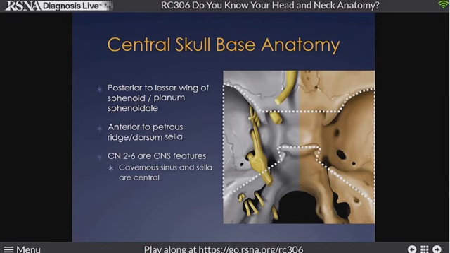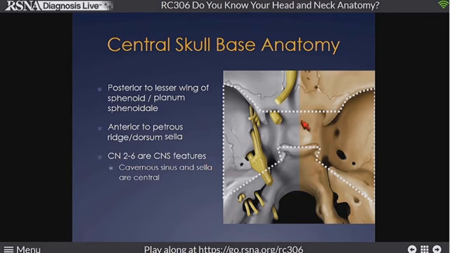Let's move back to the central skull base. Anterior skull base is pretty straightforward. There are some really unusual maldevelopmental conditions there. But the central skull base is the central clearinghouse for cranial nerves and things in the cranial vault. It's everything posterior to the lesser wing of the sphenoid and behind the planum sphenoidale and anterior to the petrous ridge and the dorsum sellae. Cranial nerves 2 through 6 are the central nervous system features of this portion of the skull base.